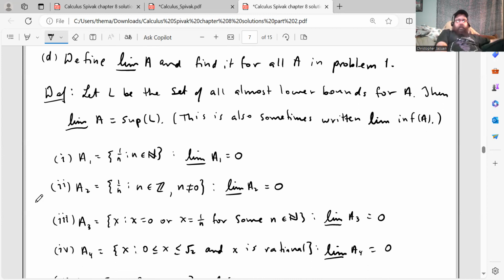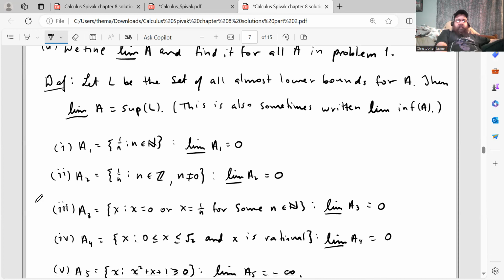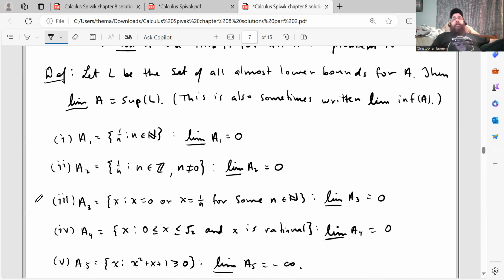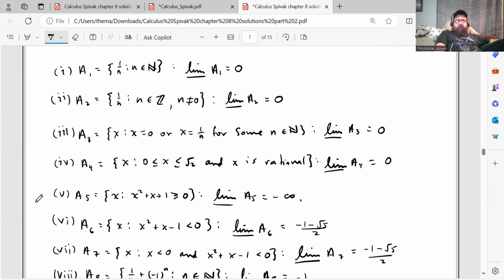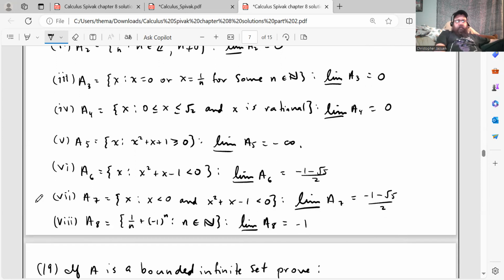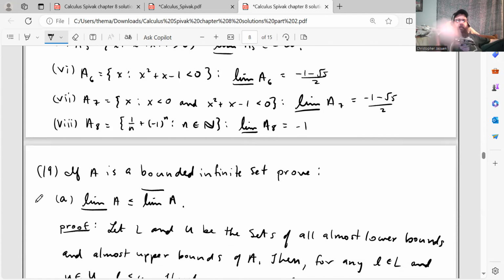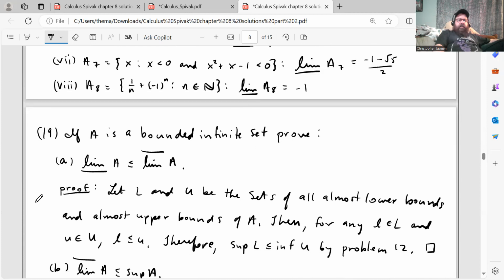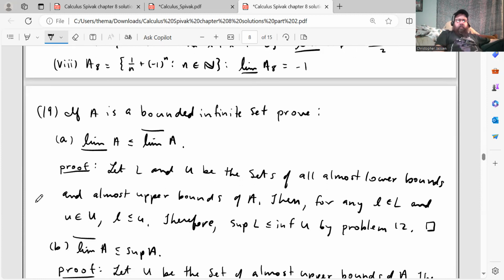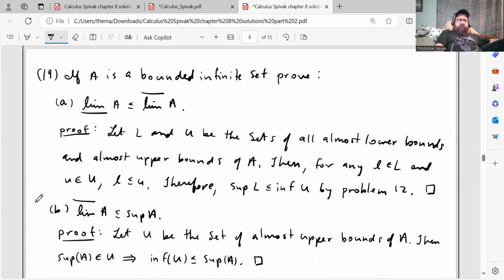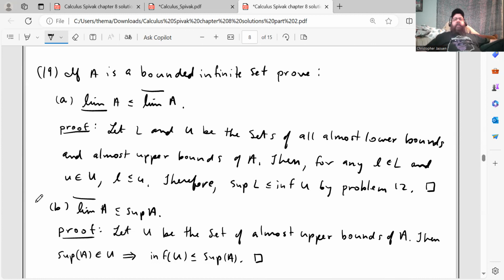And again, here are the lim infs for the sets in part A. Again, you could figure this out yourself. They're straightforward. So I wanted to show you that mainly just for the definitions, and so that we can do problem 19 here. So if A is a bounded infinite set, then there's a bunch of things that we want to prove for lim inf and lim sup.